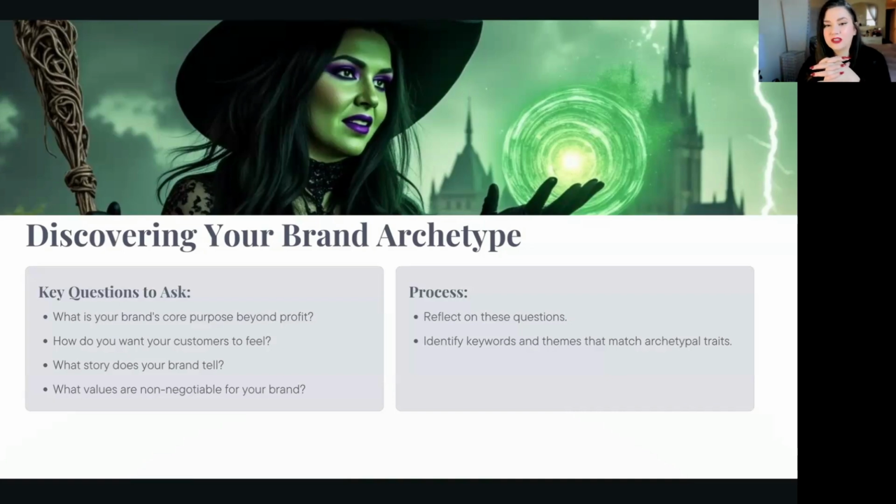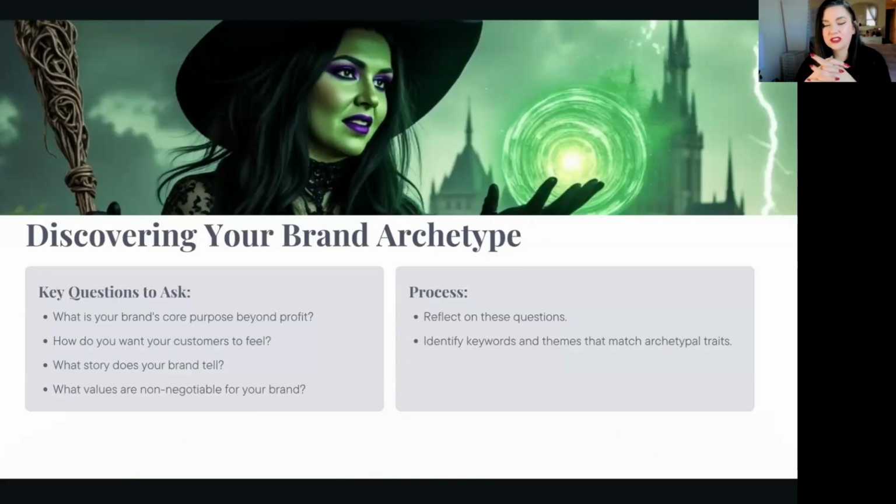But here are some questions that you can start asking yourself to get yourself thinking about what your brand archetype is. So what is your brand's core purpose beyond profit? I like that question because obviously we're all here to make some money. I'm here to do this out of the goodness of my heart, but also would love to pay for the rent, that would be nice. So what are you doing beyond that? What's your mission? What's your purpose?